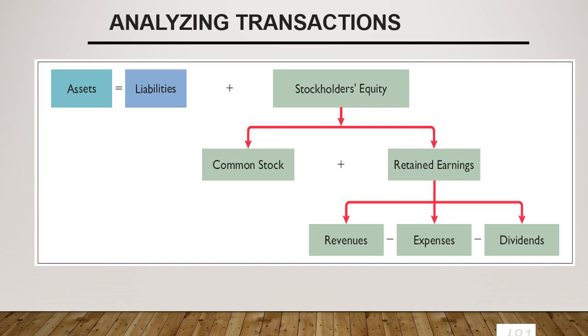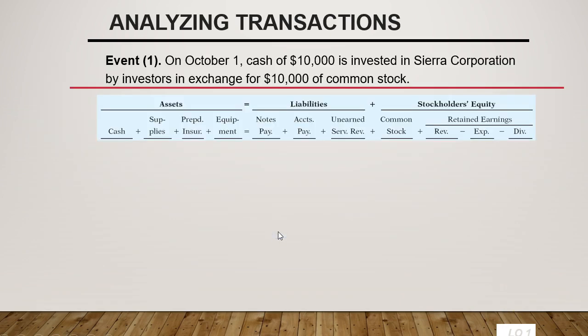As we discussed before, the word retain means to keep. What are we keeping? We're keeping our earnings. So these are the sections that will determine whether we have an increase or a decrease in retained earnings: revenues, expenses, and dividends. Let's get into some actual transactions and practice recording them on the accounting equation. So you ready? Let's go.